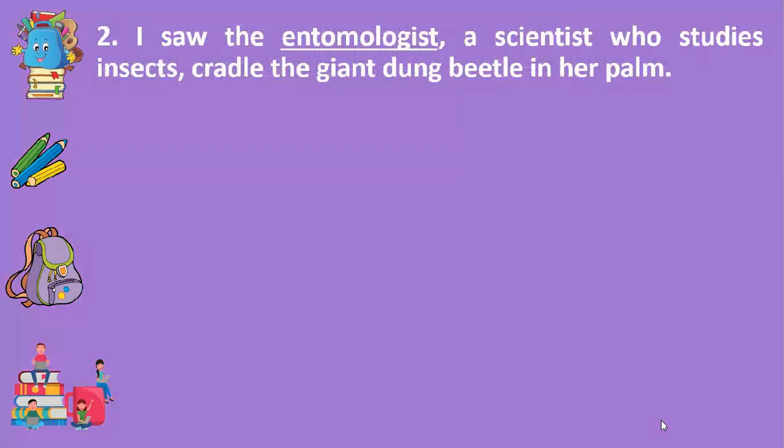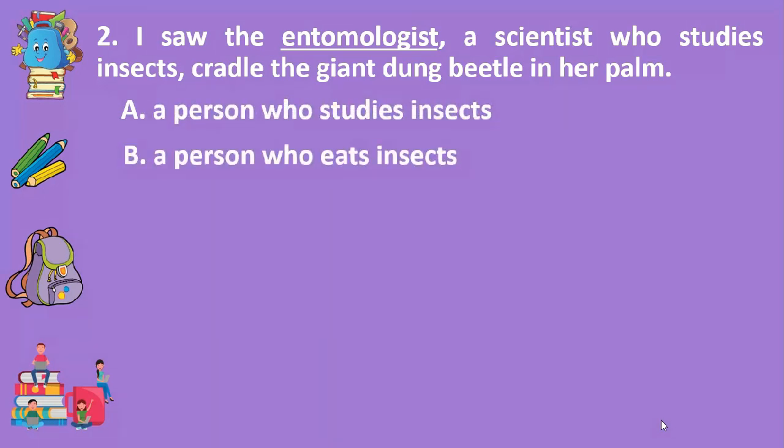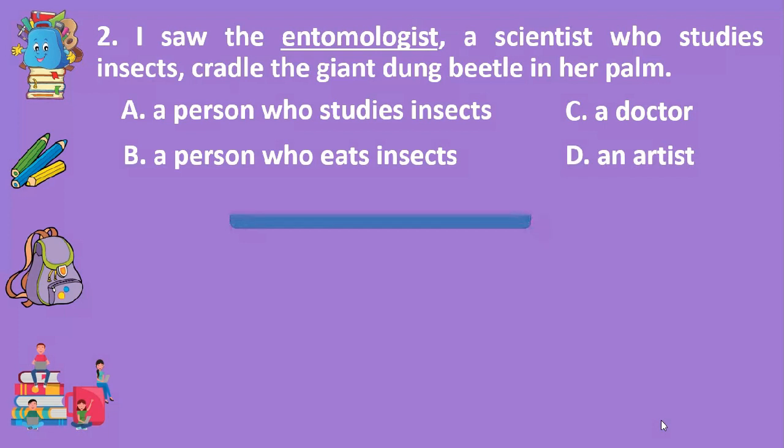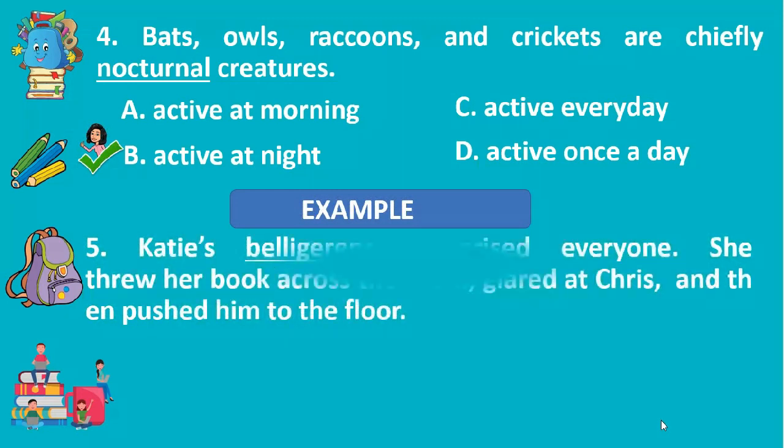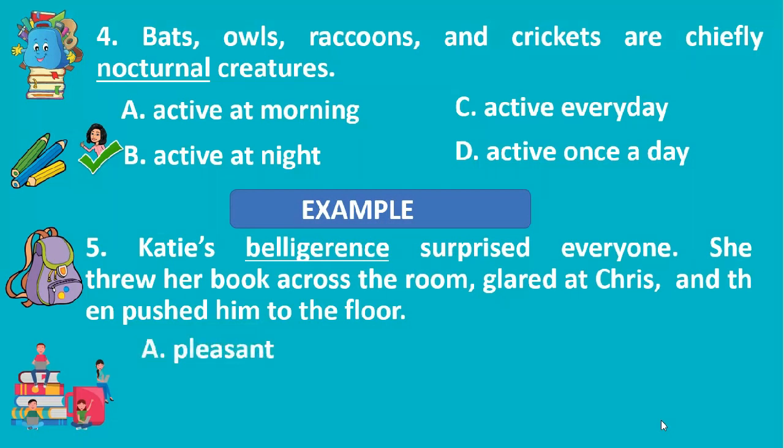Number 2. I saw the entomologist, a scientist who studies insects, cradle the giant dung beetle in her palm. A. A person who studies insects. B. A person who eats insects. C. A doctor. D. An artist. Correct. A person who studies insects. And what kind of context clue is this? Definition context clue.